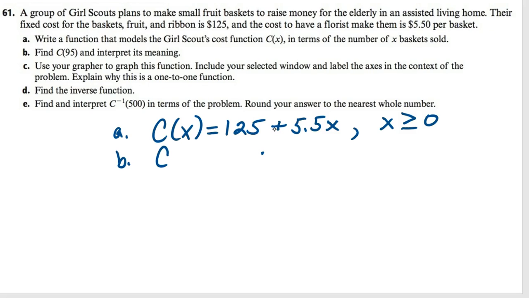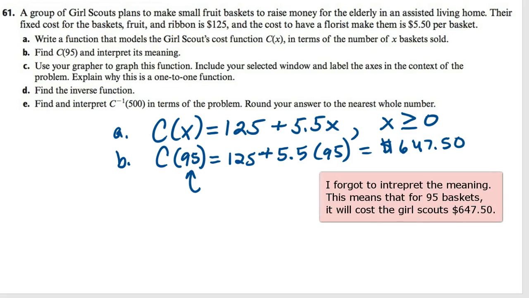Part B says, what is C at 95? So all you need to realize is that the 95 is our input, which is our x. So we're going to replace x with 95. And when I evaluate that, I get $647.50.